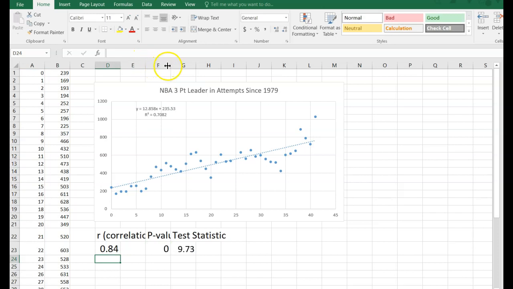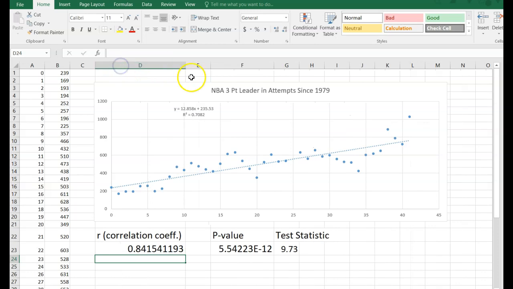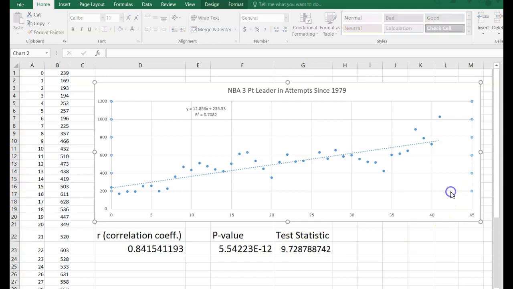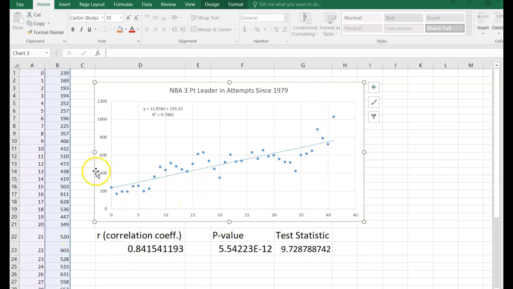Once you've got that, you've got your p-value, you've got your test statistic, and you can determine if you indeed have a correlation between your two variables, whatever you have for X and whatever you have for Y. 0.84, that's a strong positive correlation. Positive means as this gets bigger, this is years since 1979. So for all the years since 1979, this is strongly correlated with the number of three-pointers that the NBA leader for three-pointers that year had.